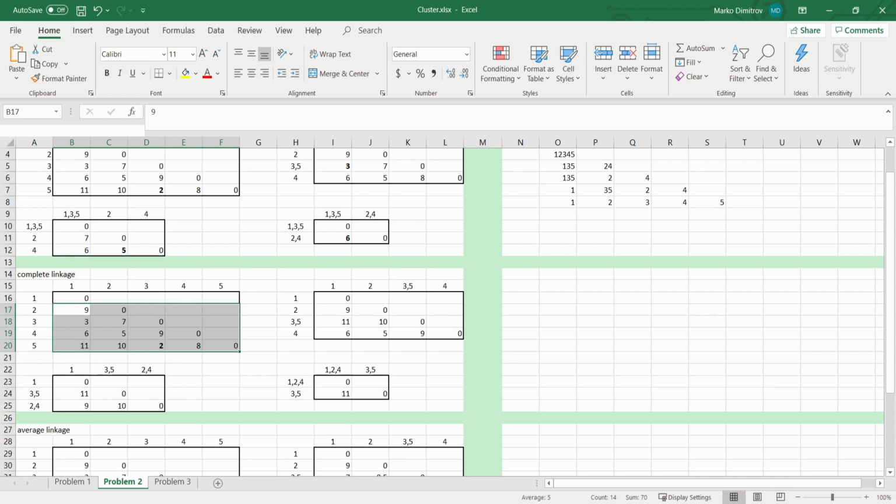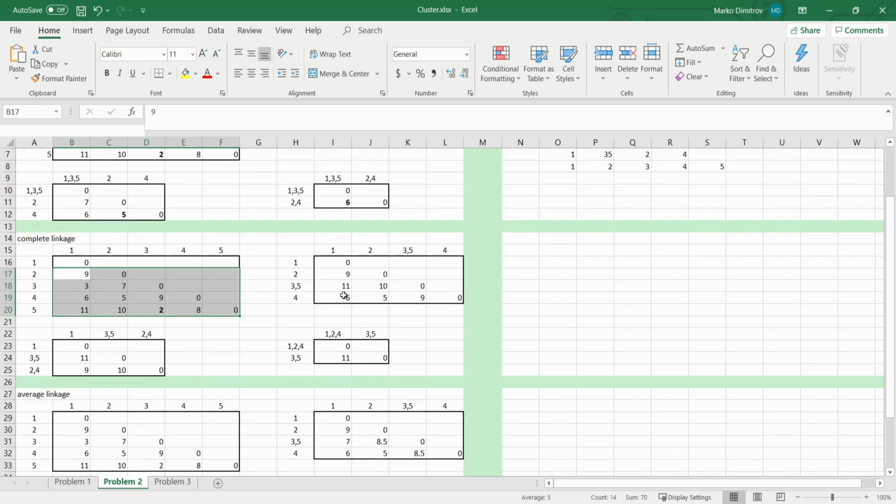And then, instead of minimum distances, we take maximum. Between 1 and 3 and 1 and 5, what is the maximum? 11. So we will put 11 here. Then between 2 and 3 and 2 and 5, 7 and 10, we will put 10. Here is 0. And the rest of the distances remain the same. So we first merged 3 and 5.